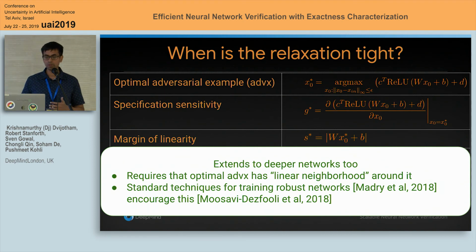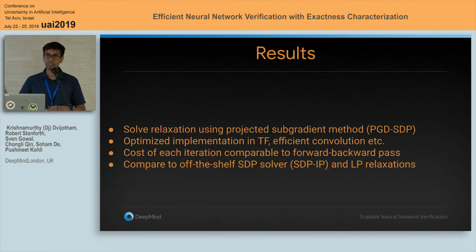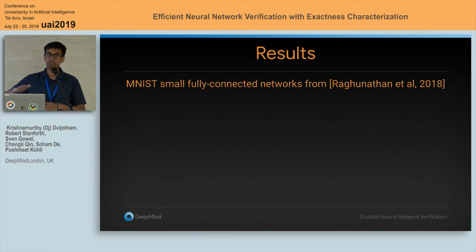And you can show that all of this analysis extends to much deeper networks, and essentially it just requires that the optimal adversarial example has some area around it where the network behaves in a linear fashion. And people have shown in recent works that adversarial training techniques indeed create networks with this property. So if you do adversarial training, you end up with networks where you have this local linear behavior around the optimal adversarial example.